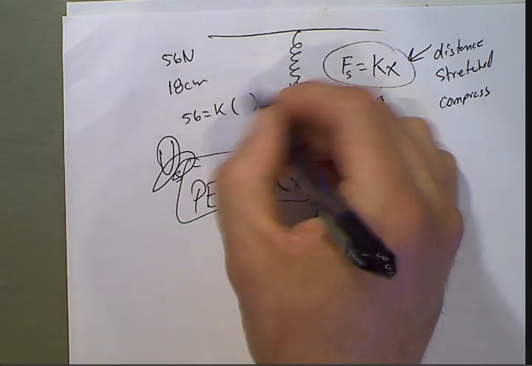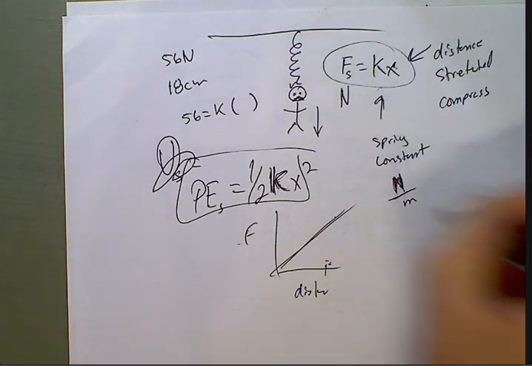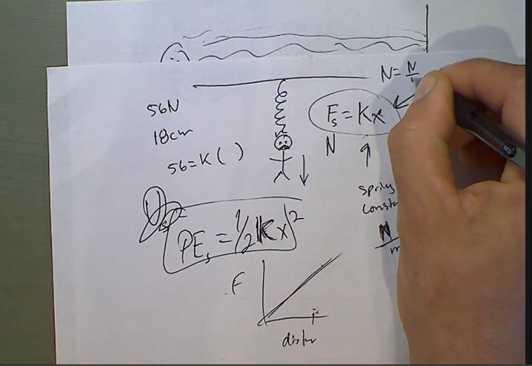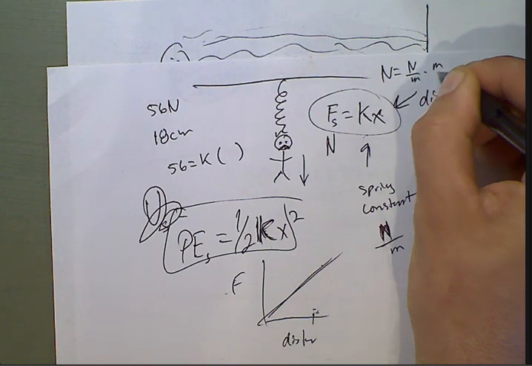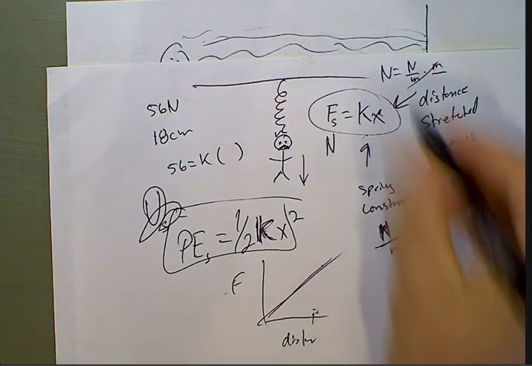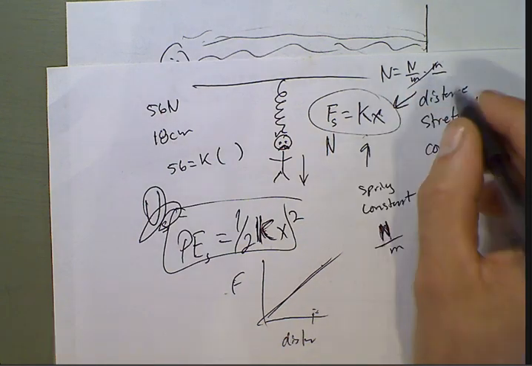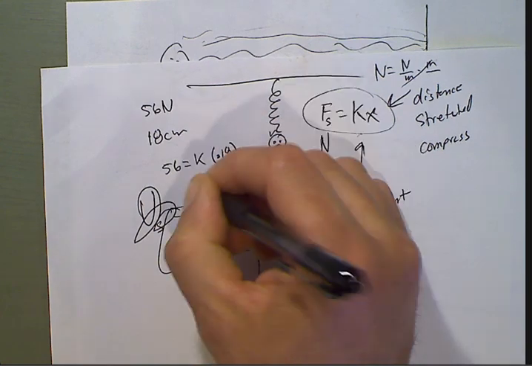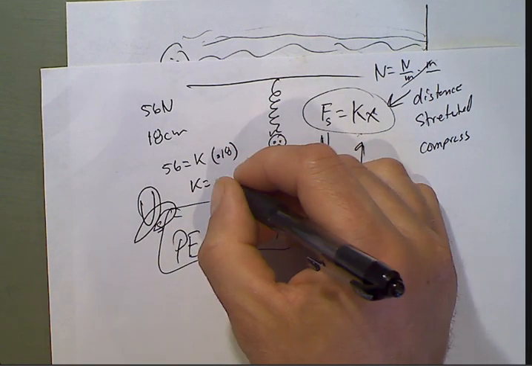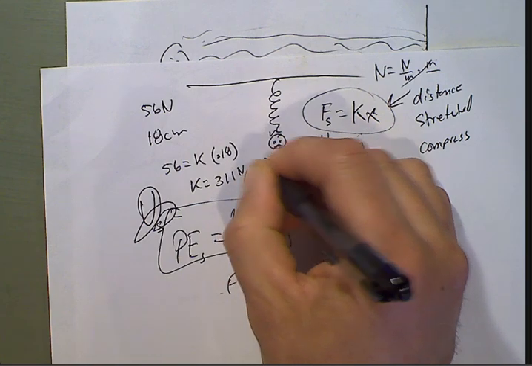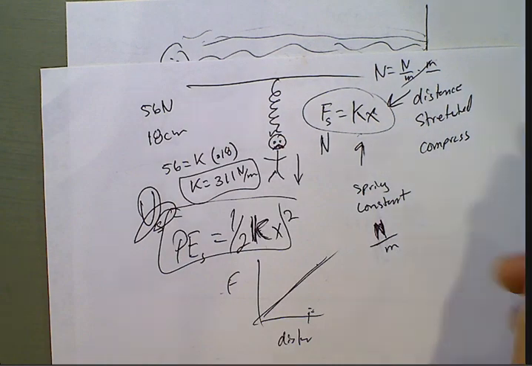Now remember, this distance has to be in meters. If I look at this formula, it's going to be newtons equals newtons over meters times meters. So that cancels, so newtons equals newtons, and that makes that true. So that's got to be in meters. So I'm going to have to convert this to meters, 0.18, in order to solve. So my K equals 311 newtons per meter. Okay, so that's my spring constant on that.